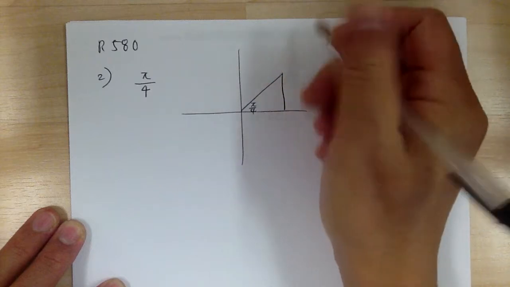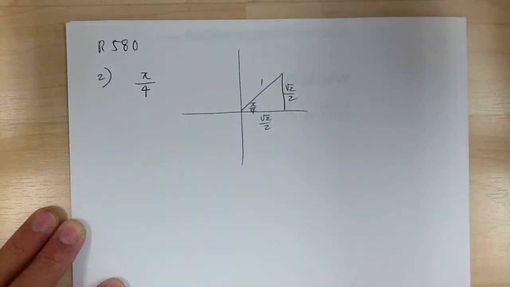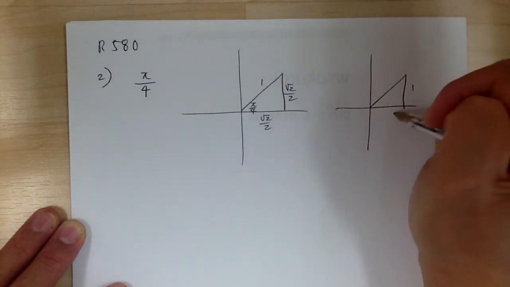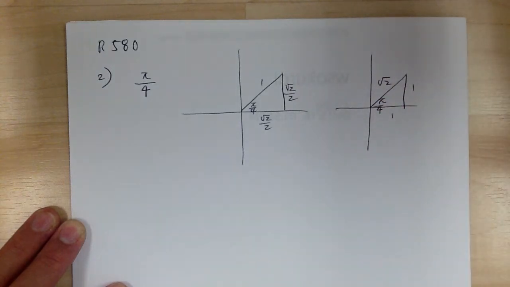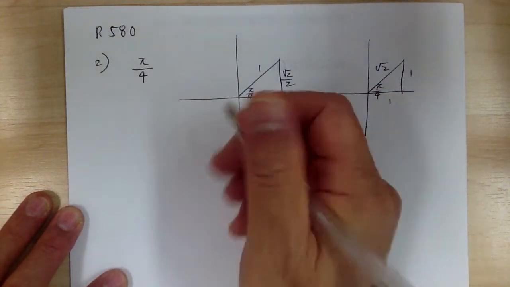Okay, so this would be square root of 2 over 2, square root of 2 over 2, and 1. Or, if you don't like that, you can use 1, 1, square root of 2. Okay, same thing, it doesn't matter. So you need to know your special triangles. So from there, you can go and do your 6 functions, right?